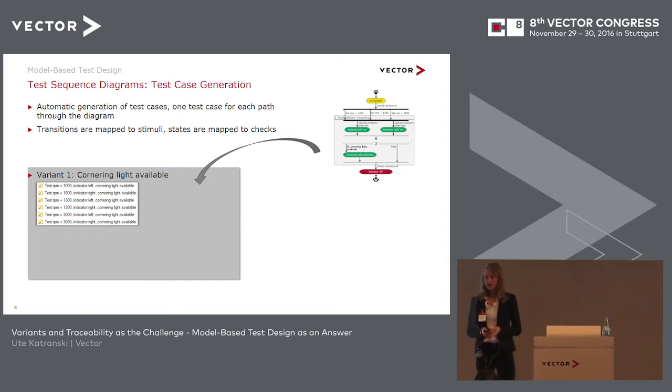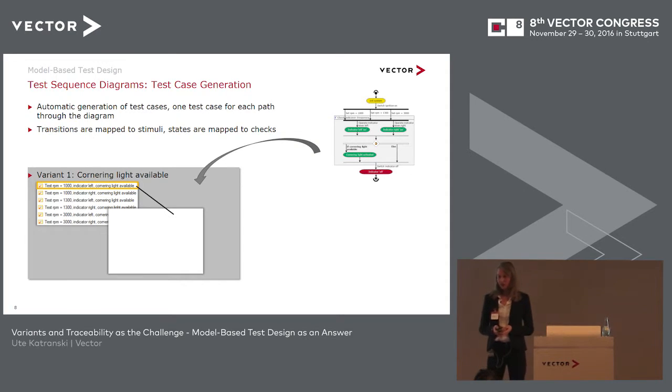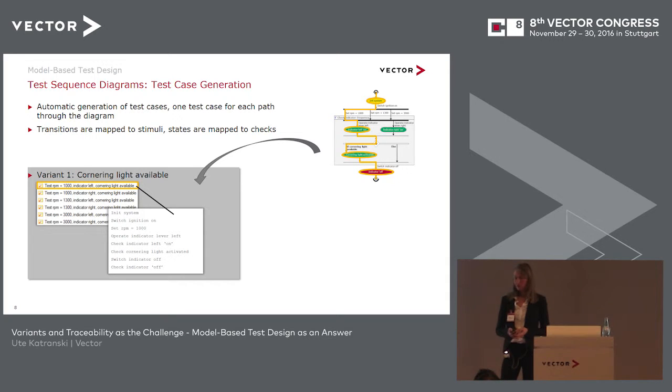So variant cornering light available. I have the following 6 test cases. What is behind that? Well, for the first example, it would say, I start here at the top, I switch off ignition, then I go to left, set RPM to 1,000, operate indicator left, and I'm here with a variant that has a bending light, so I go to the left and I verify that the bending light is activated, and then I switch off my indicator again.